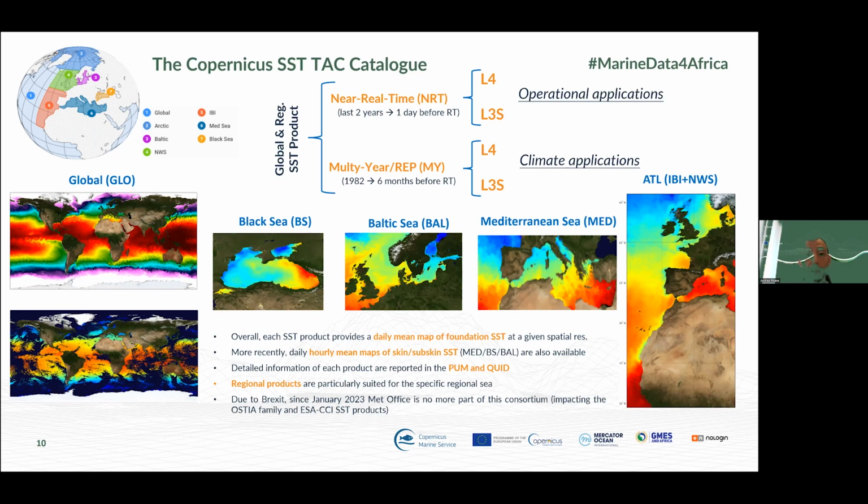The main difference between a global and regional product is that the regional ones are particularly suited for the specific regional sea. So if you are interested, for example, in the Mediterranean Sea, because you are in the north, interested in the north coast of Africa, my suggestion is to use the Mediterranean Sea product. Otherwise, the global one.